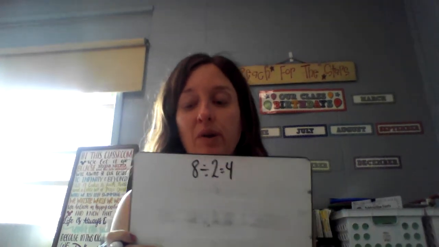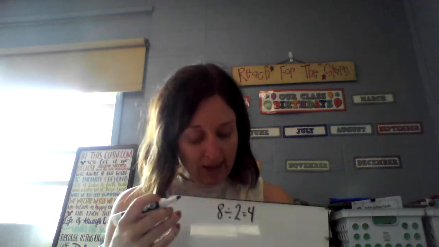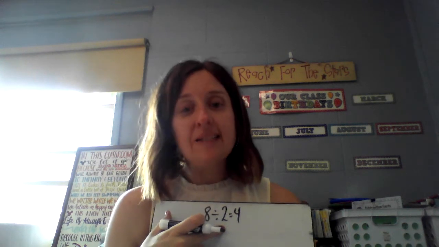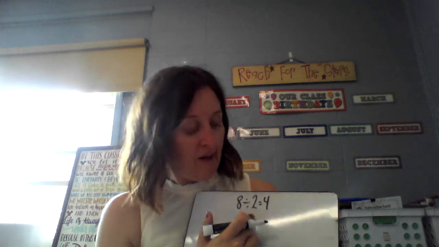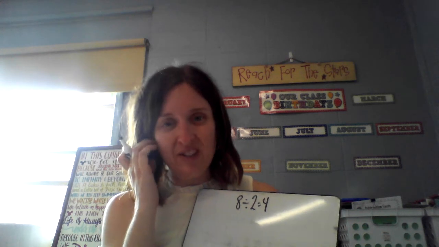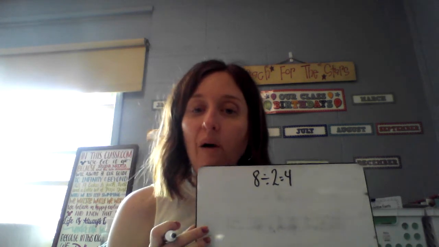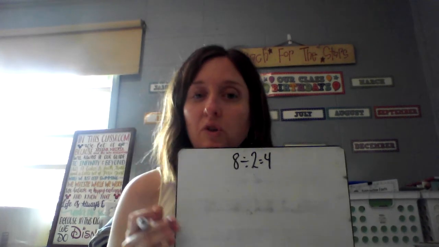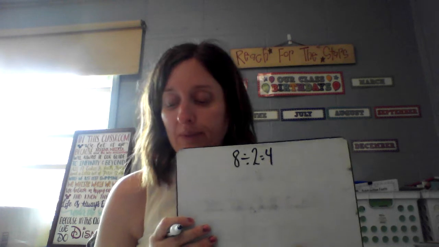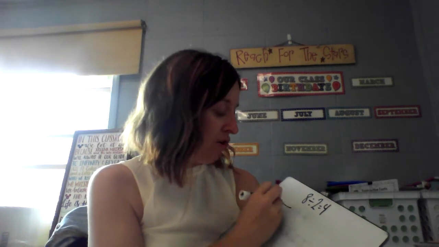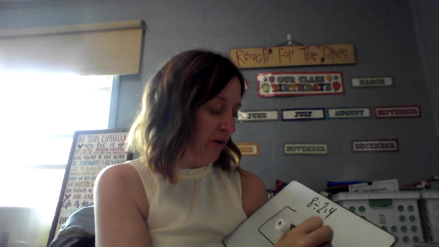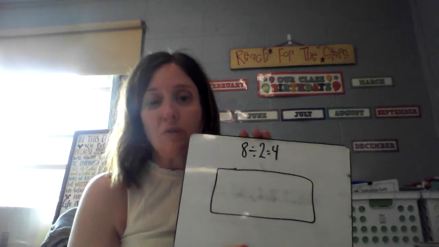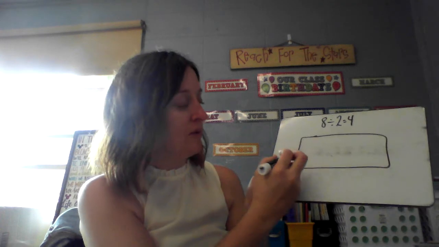8 divided by 2 equals 4. So 8 is going to be my total. 2 is how many groups I have. Now 4 is the answer, but let me show you how I would show this problem in a tape diagram, which is just another tool that you can use to help solve word problems. If I draw a rectangle, this rectangle represents my whole. It represents my total, which if we look up here, we know is 8. So I'm going to put that down here.